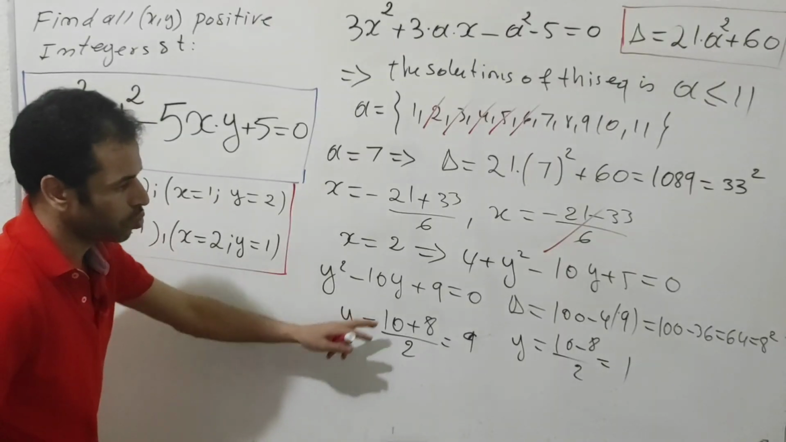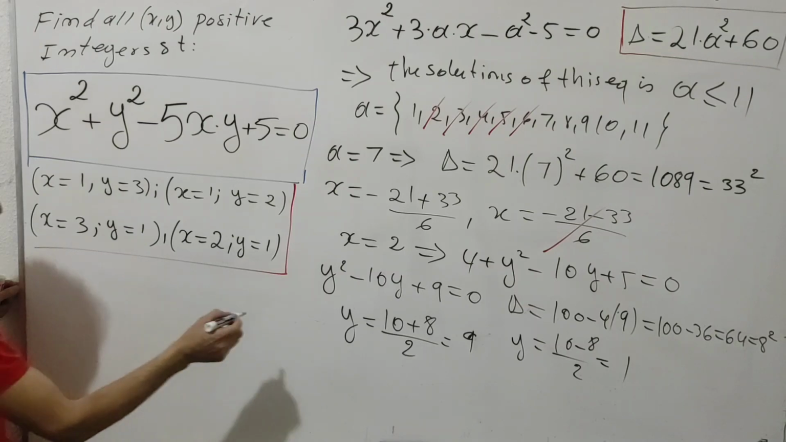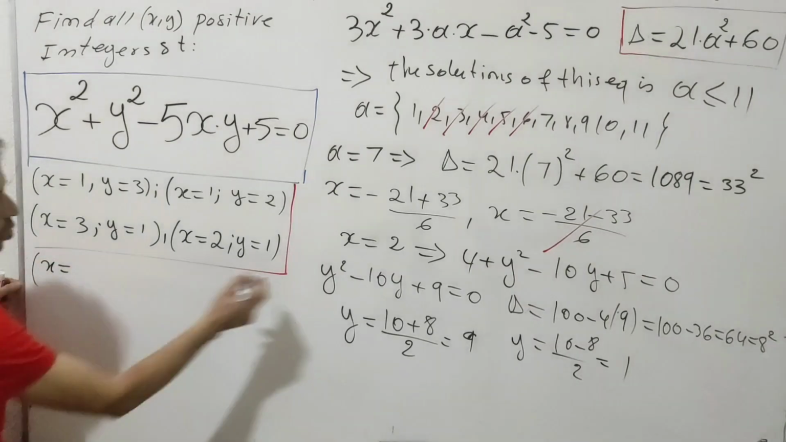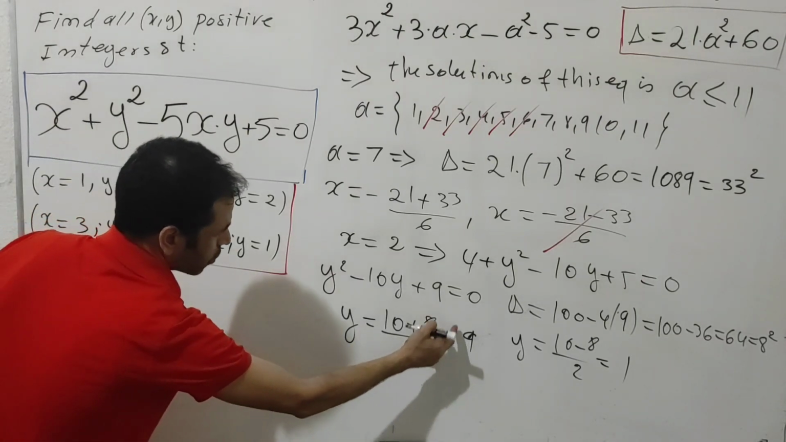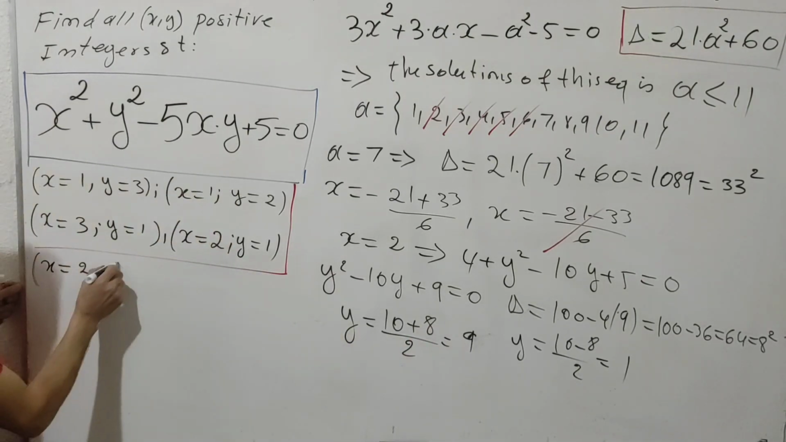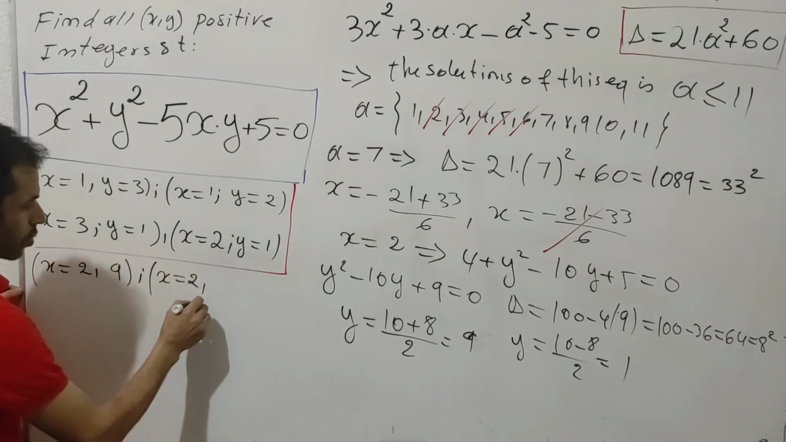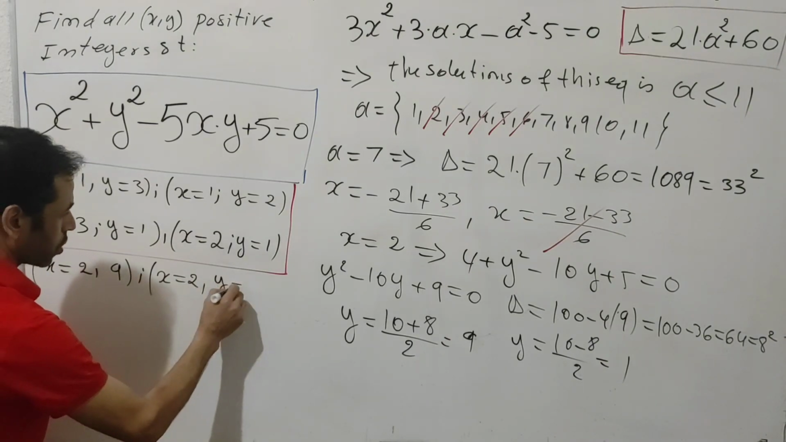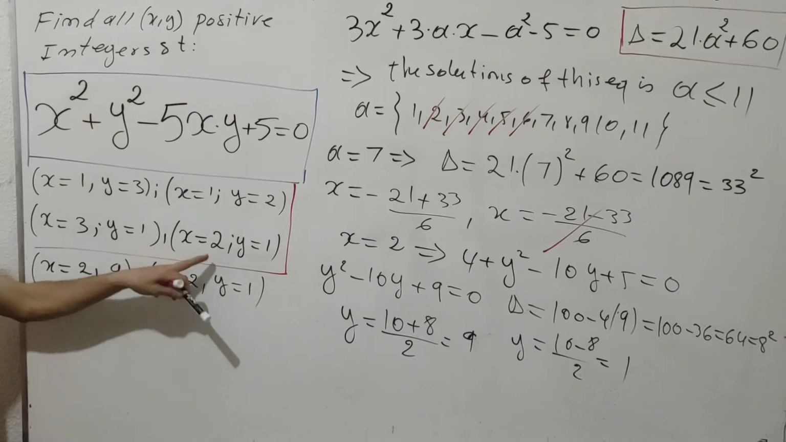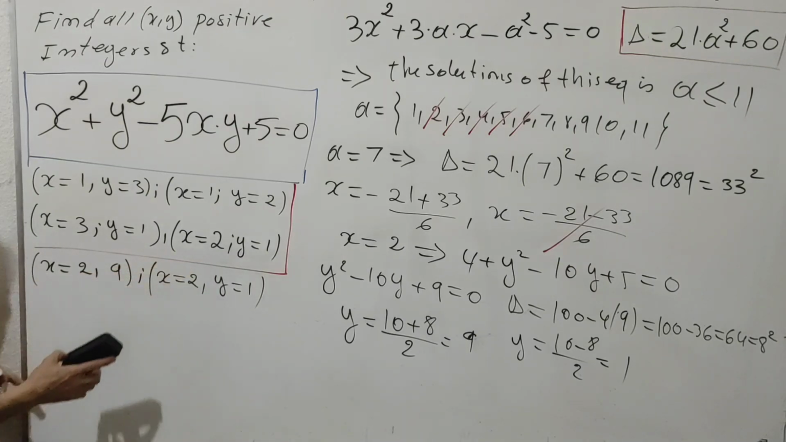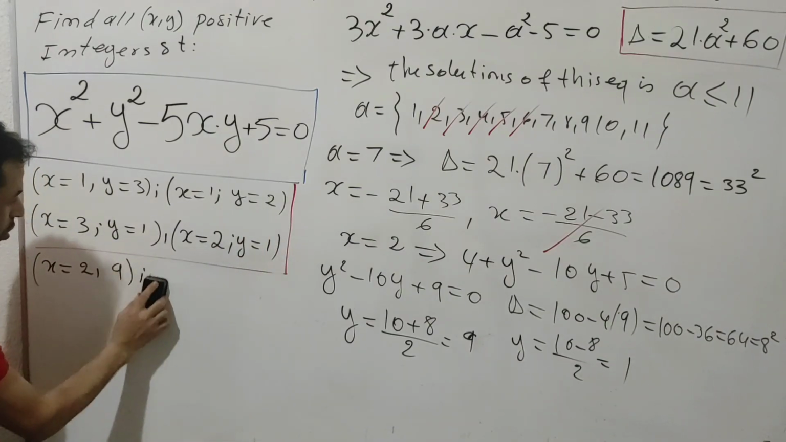I will have two additional solutions for this one. So we'll have the solution x equals 2 with y equals 9. Then I will have x equals 2 with y equals 1. Okay, x equals 2 and y equals 2, we already have the same solution, so we don't need an extra solution. So I'm going to tick off this one.